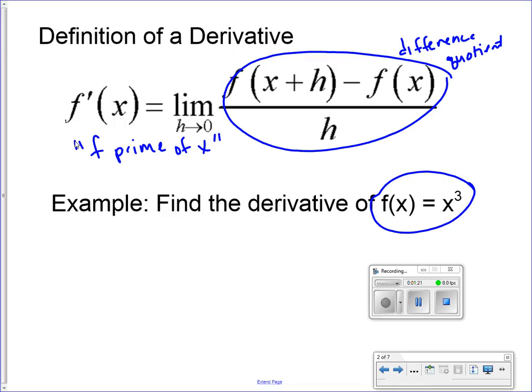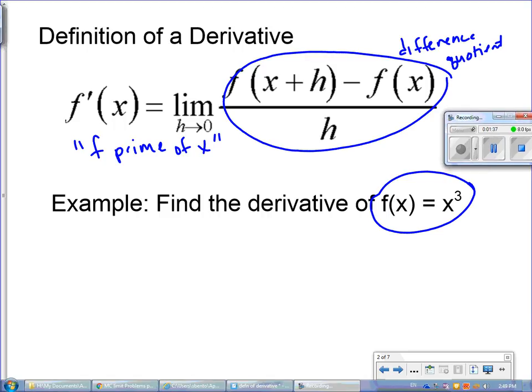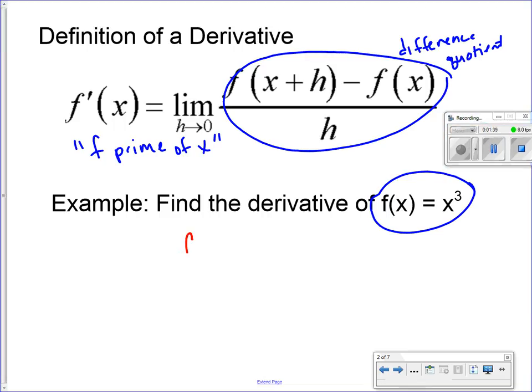Up until now, we found the slope of a tangent line when you're given a point. But you'll notice in this example, we're not given a point. What we're going to come up with instead is an equation that will give us the slope of x cubed at any point. So we're going to use this definition. So f prime of x equals the limit as h approaches 0 of the difference quotient. Right now I'm just copying the definition.